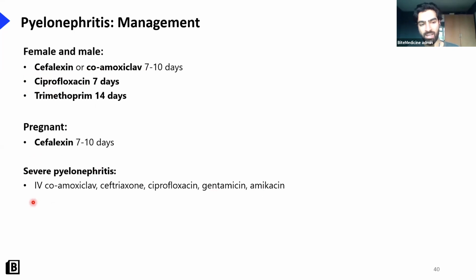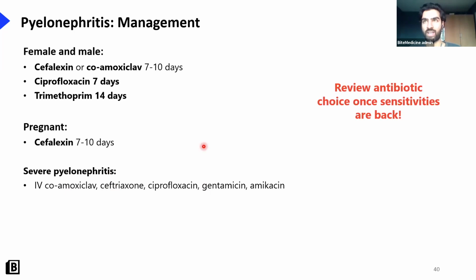What I've seen in my clinical practice is IV coamoxiclav plus or minus gentamicin, depending on how severe the infection is. Okay, so if it's a severe pyelonephritis, you will combine both coamoxiclav and gentamicin. If it's not too bad, then you can get away with perhaps just IV coamoxiclav. Again, check the antibiotic sensitivities.